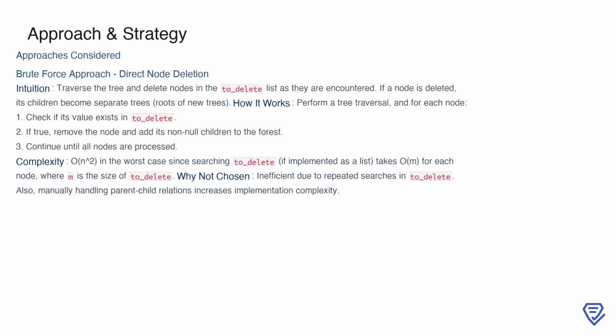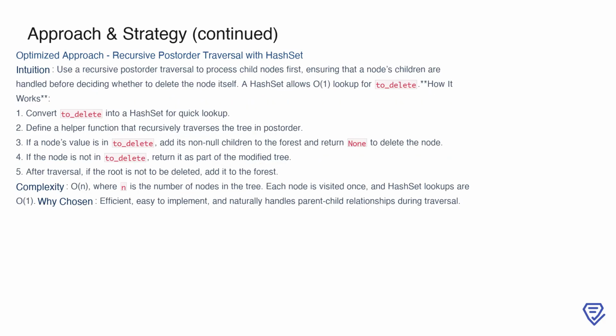While simple in concept, this approach has a major drawback. Searching for a node in the to_delete list takes m time, where m is the size of the list. When this is repeated for each node in the tree, the overall complexity can balloon to n² in the worst case. Additionally, handling the relationships between parent and child nodes manually adds to the complexity, making this approach less efficient and harder to implement effectively. A more efficient strategy involves using a recursive postorder traversal combined with a hash set.